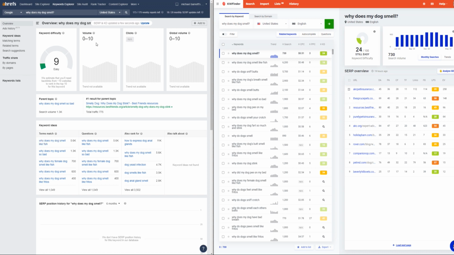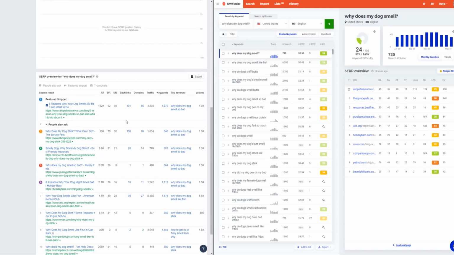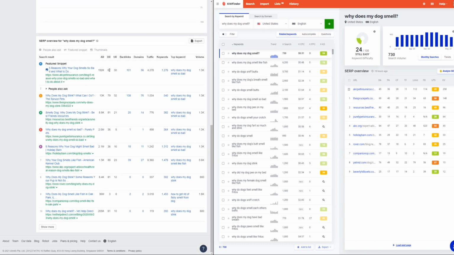Over here on AHRefs, it's saying 9, easy. We estimate that you'll need backlinks from 10 websites. Okay, so DR 62, 79, 81, 36.